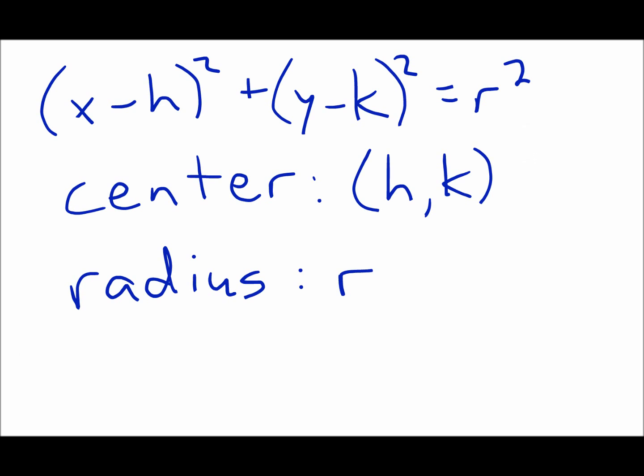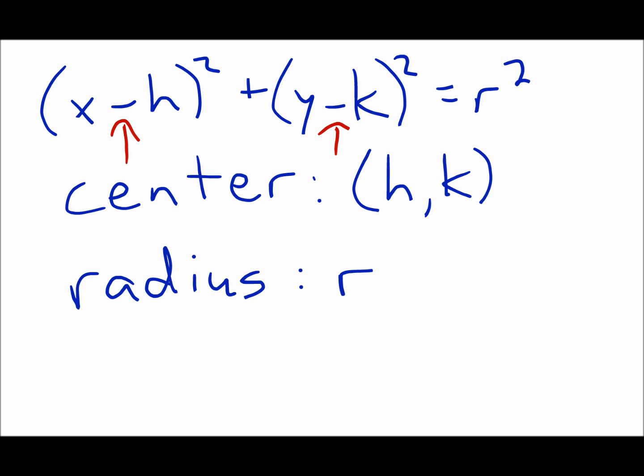The formula for a circle is (x minus h) squared plus (y minus k) squared equals r squared. The center is the point (h, k) and the radius is r. Notice in the formula, h and k are being subtracted, which means that the coordinates of the center will have the opposite signs as they do in the formula.